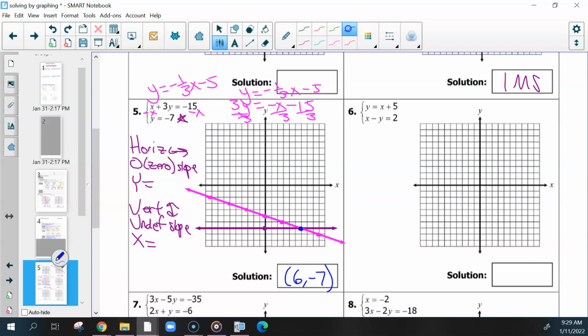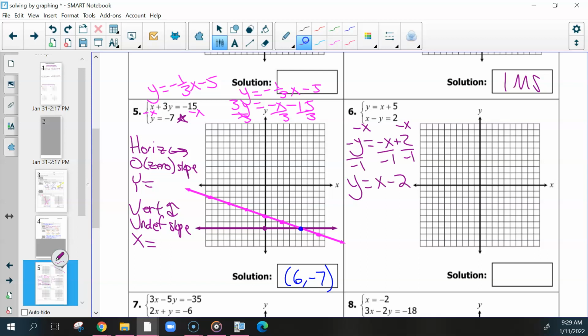Okay, and then 6 will be the last one we do together on this. So I'm going to solve this one first. Subtract x on both sides. What would I be dividing everything by? -1. To get y equals x minus 2.